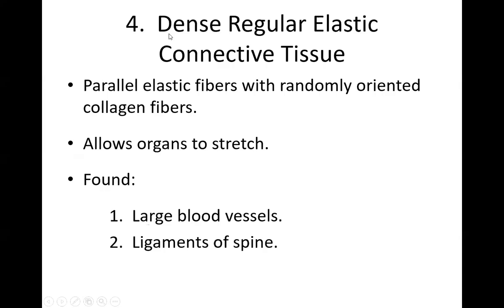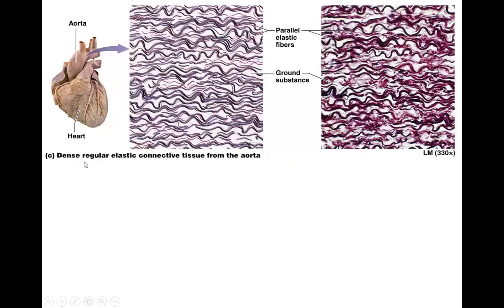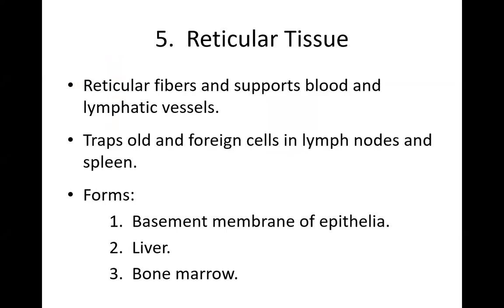The dense regular elastic connective tissue has parallel elastic fibers with randomly oriented collagen fibers. It allows the organs to stretch, and it is found in large blood vessels and ligaments in the spine. This is the dense regular elastic connective tissue from the aorta, because a lot of blood is flowing through the aorta at very high pressure. So we need the aorta to be stabilized with very strong, dense connective tissue to accommodate all of this blood that is pumped by the ventricle at such high speed.